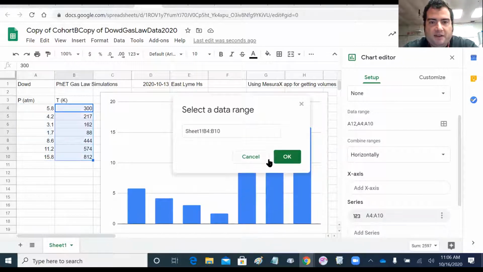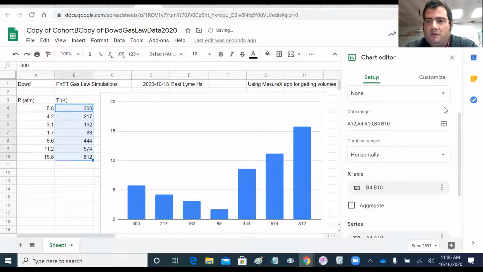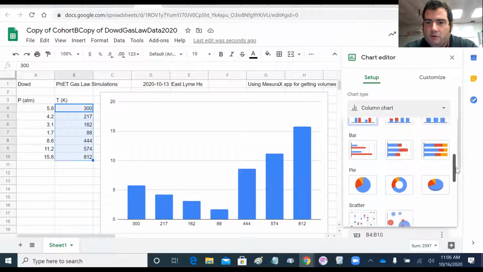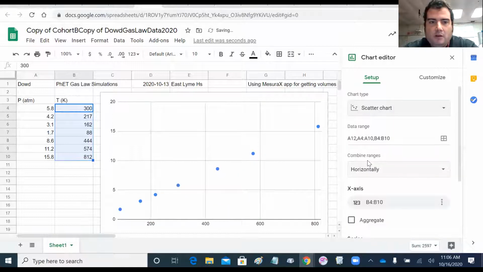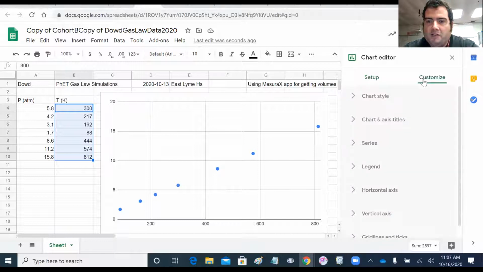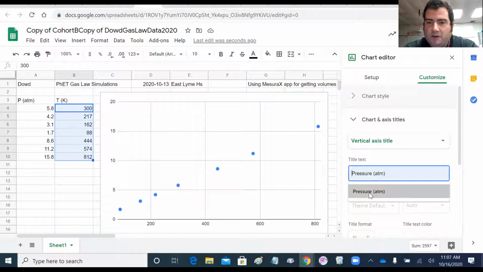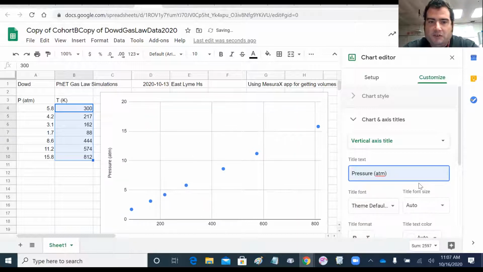So there's all my x data. This bar graph isn't particularly helpful, so we'll change it from column chart to scatter plot. And that's a graph of pressure versus temperature. Since we're going to have multiple graphs, we should probably be clear about labeling. So if you go to Customize, Chart and Axis Titles, on my vertical axis, I had previously typed in pressure, and that's what I want there. You'll have to actually type that in. I was lucky it was already here.